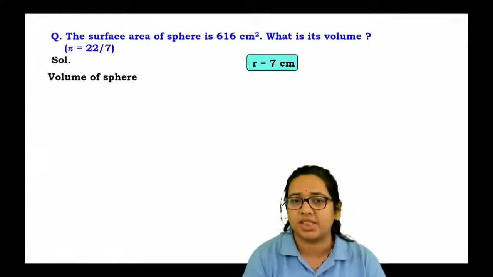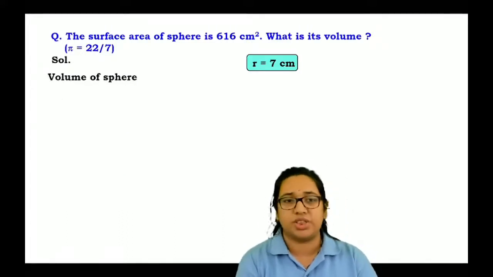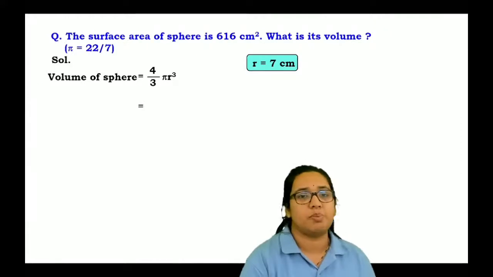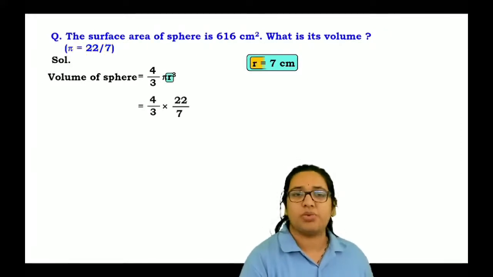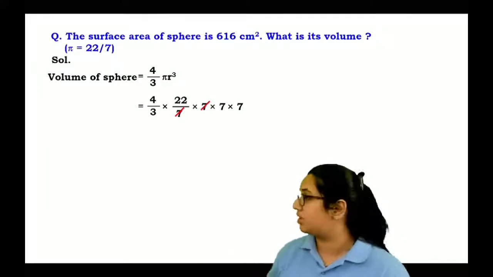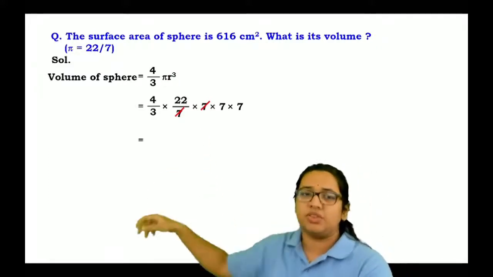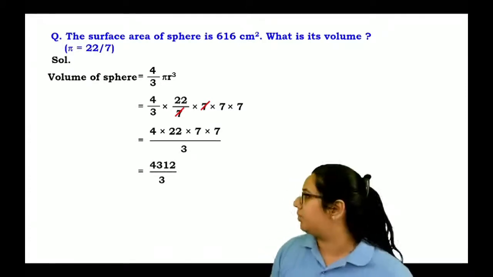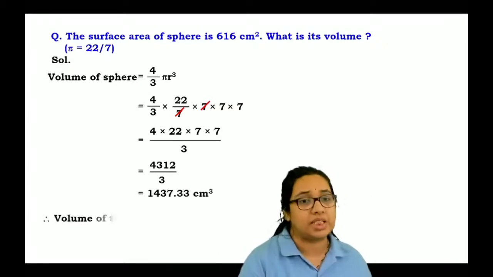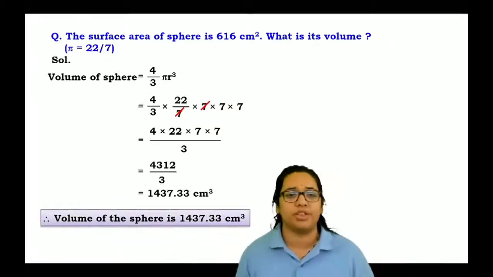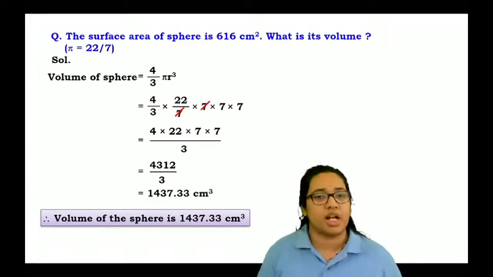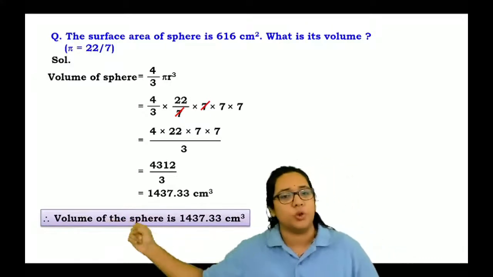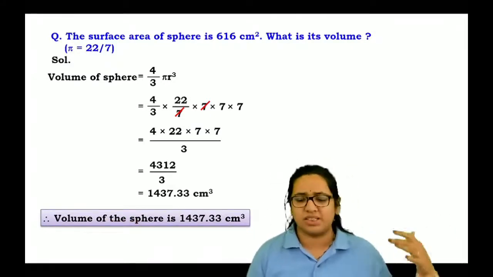You will get its radius as 7 centimeter. Then we'll just use the formula for volume of the sphere, which is nothing but 4 upon 3 pi r cube. So it will be 4 upon 3 into 22 upon 7, and so on. So 7 will get cancelled and you will get something like 4312 upon 3, which is nothing but 1437.33 cubic centimeter, because it will be the value of volume. Okay. So these are just very basic.